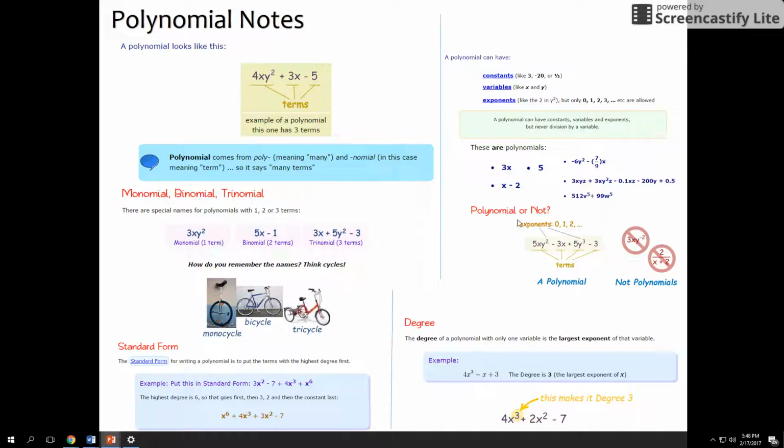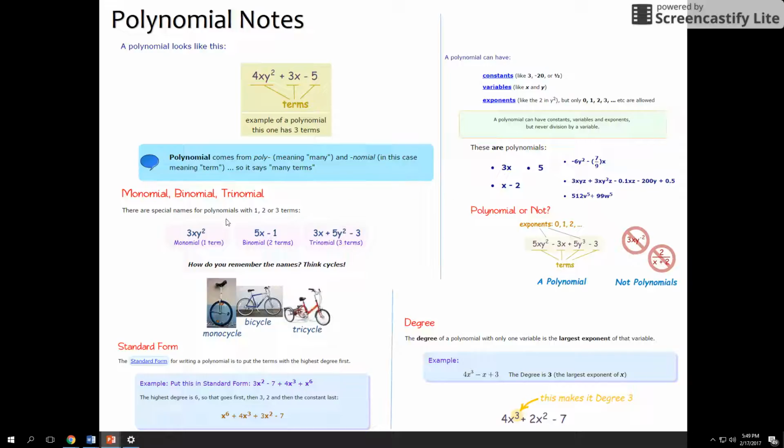The next thing I want to show you is here are some examples of polynomials, and here are some non-examples of polynomials. The first one is not a polynomial because it has a negative exponent. And the second one is not a polynomial because it has division of variables. So just make sure you understand what's a polynomial and what's not.